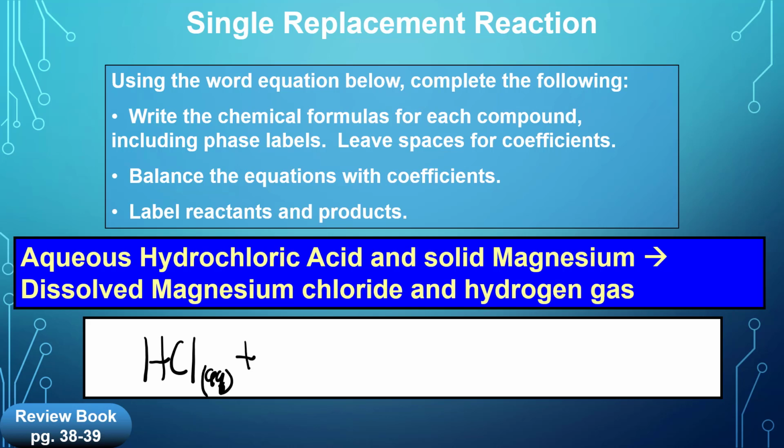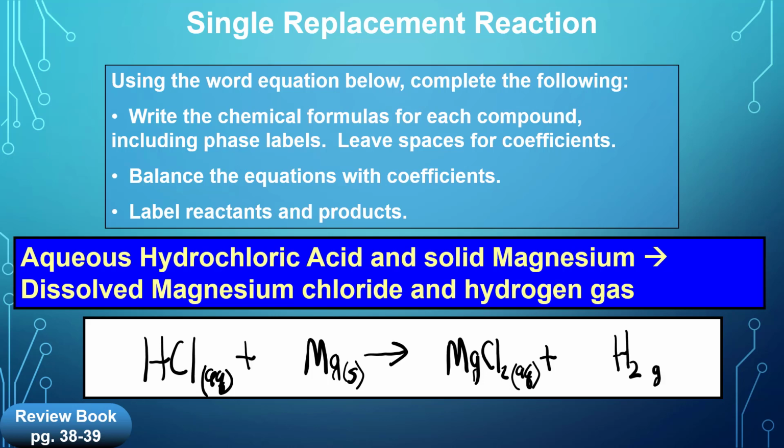And solid magnesium, Mg(s), goes to make dissolved magnesium chloride. Magnesium chloride is MgCl2, and it's dissolved, so that means it's aqueous. And then hydrogen gas, and again, hydrogen is a diatomic element, and we're going to put it like this.